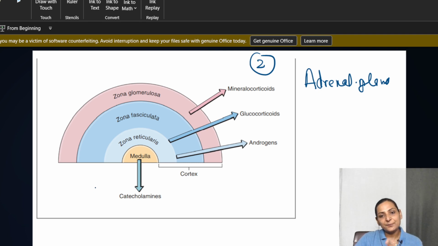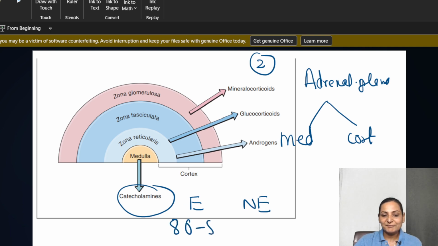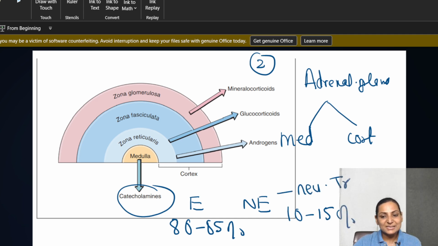When I am saying adrenal gland, please remember I mean medulla and I mean cortex both, because most of the times when I correct the answers, I have seen that medulla is totally lost out somewhere. So it is the medulla that is secreting catecholamines, which is epinephrine and norepinephrine, and the major hormone that is coming from the medulla, that is 80 to 85% is your epinephrine, whereas norepinephrine is 10 to 15%, and norepinephrine is a neurotransmitter.